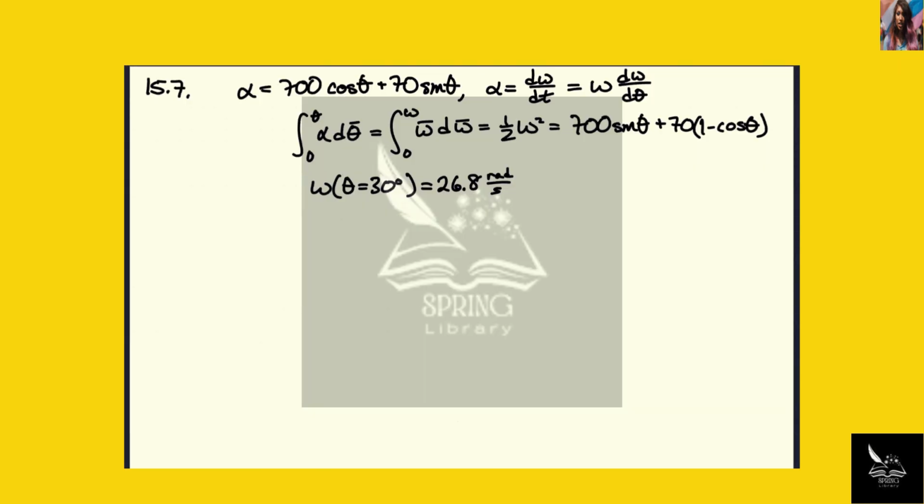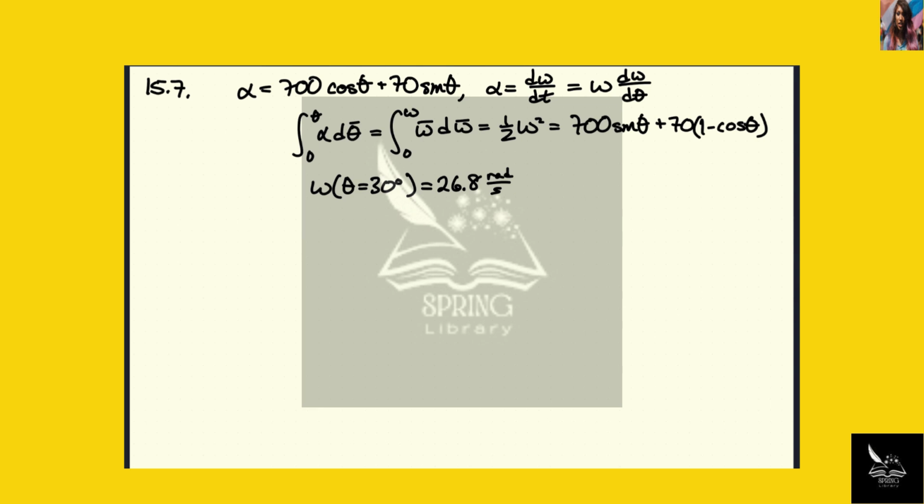In this problem, we basically have an equation that gives the acceleration of someone's head in a whiplash situation. We found that the angular acceleration is related to the angular displacement by this relationship, and we want to find the angular velocity of the head when theta equals 30 degrees.